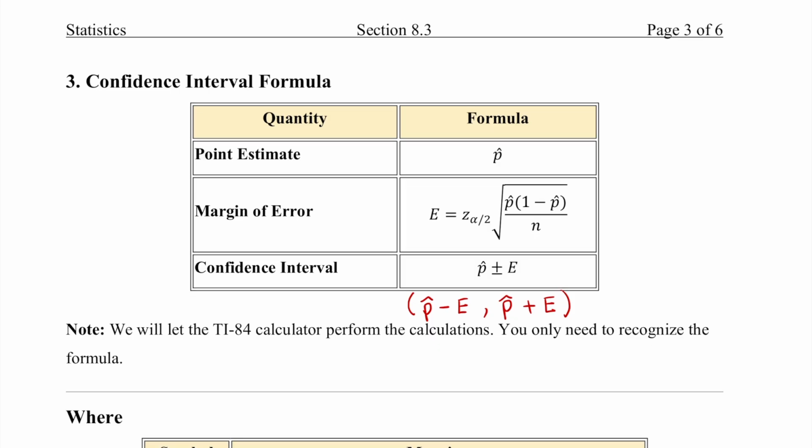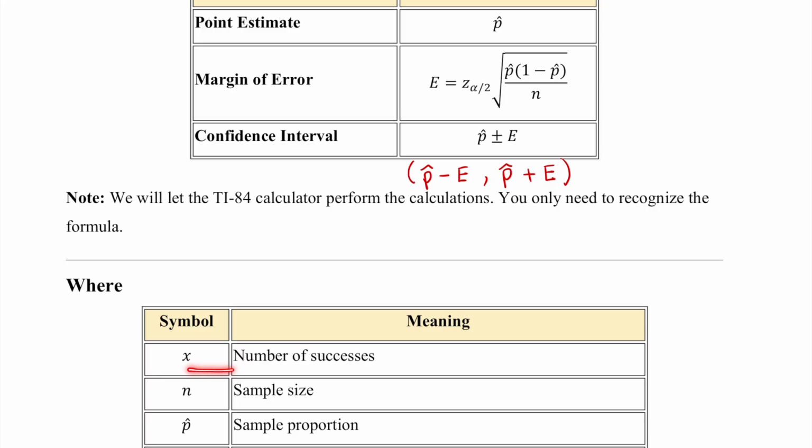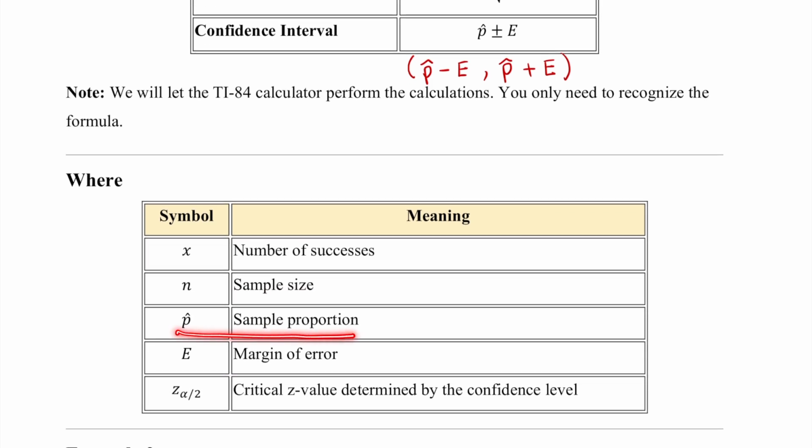For a confidence interval for a population proportion, E equals z sub alpha over 2 times the square root of p hat times 1 minus p hat, over n, where x is the number of successes, n is the sample size, and p hat is the sample proportion. The value z sub alpha over 2 is the critical value determined by the confidence level.